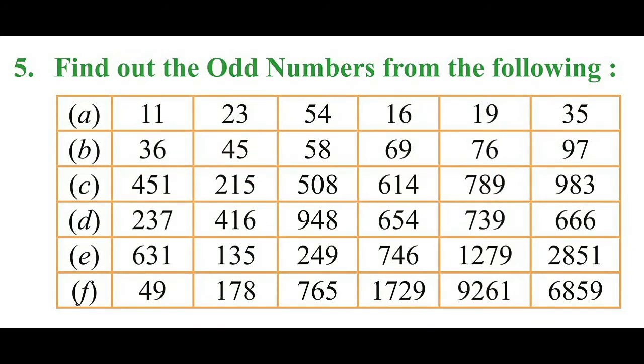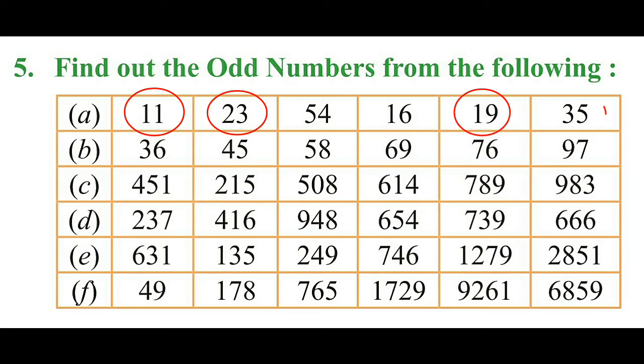So here fifth part, find out the odd numbers from the following. Let me tell you what are odd numbers. Odd numbers are those numbers which are not multiples of 2. जो 2 के multiple नहीं हैं वह odd numbers हैं, जो 2 के टेबल में नहीं आते हैं. हम सारे even numbers को छोड़कर बाकी जो numbers होते हैं वो odd numbers हैं, हम उनको लेंगे, right? From the A part, 11 is an odd number, 23, 19, 35, right?